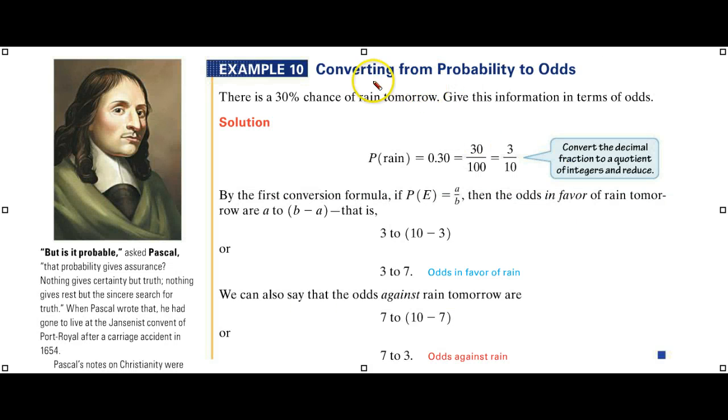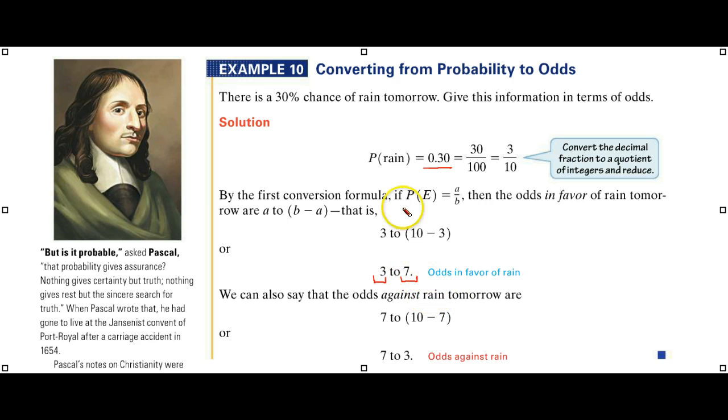In example 10, they're converting from probability to odds. So keeping in mind what we just looked at, if the probability of rain is 30%, we put the 30 over 100, which simplifies to 3 over 10. So if we subtract a 3 from the 10, we get 7. So the odds are 3 chances of it raining out of 7 chances or odds that it will not rain. So that's the odds, 3 to 7.